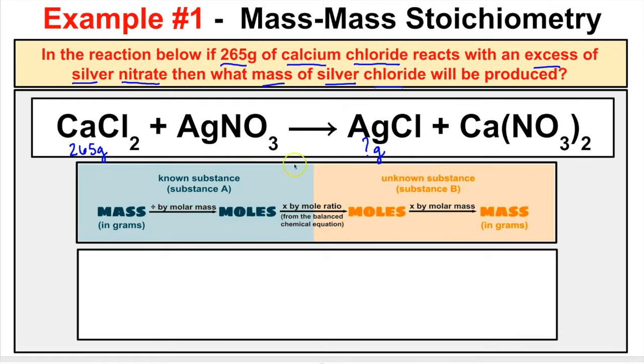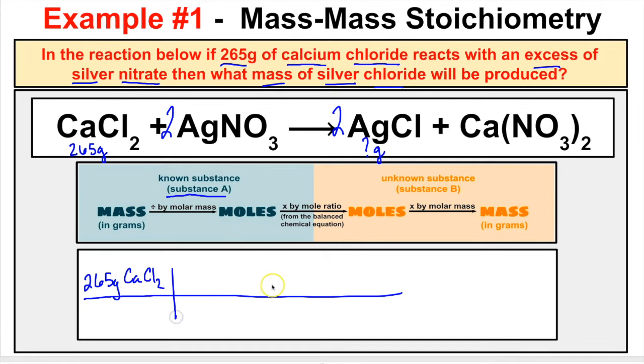So the first thing that we have to do whenever we do a stoichiometry problem is we have to balance the chemical equation. So let's go ahead and balance this chemical equation. Our chemical equation should now be balanced. And so we can go ahead and start our stoichiometry process. In this problem here, the known quantity, or substance A, is 265 grams of CaCl2, right? That's the known starting quantity.